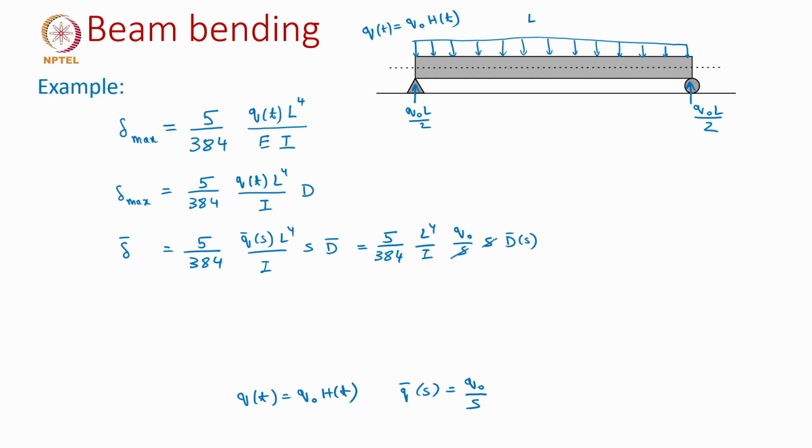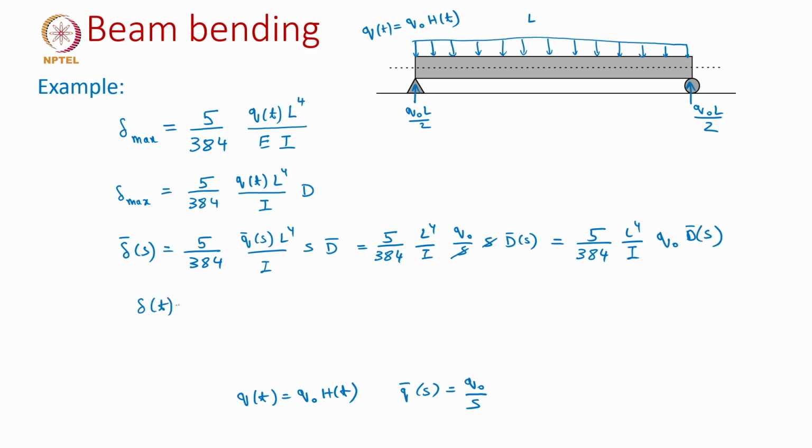Cancelling out both these s, what we are left with is 5 by 384 times L power 4 by I Q naught times D of s. Okay. Now, we notice that to the left we have only one Laplace transform quantity, and to the right also we have one Laplace transform quantity. So, finally, writing the inverse Laplace transform will be easy.